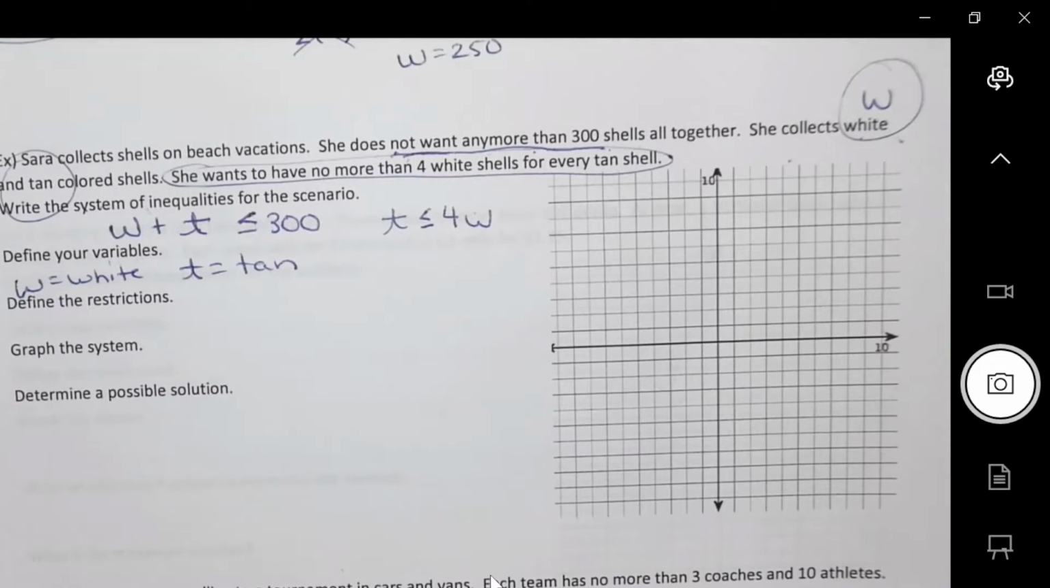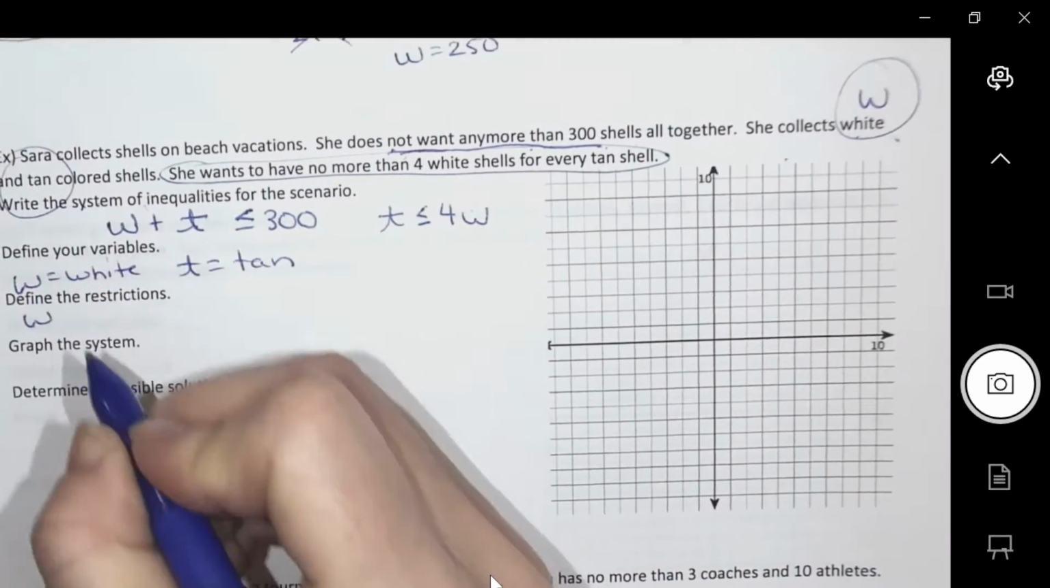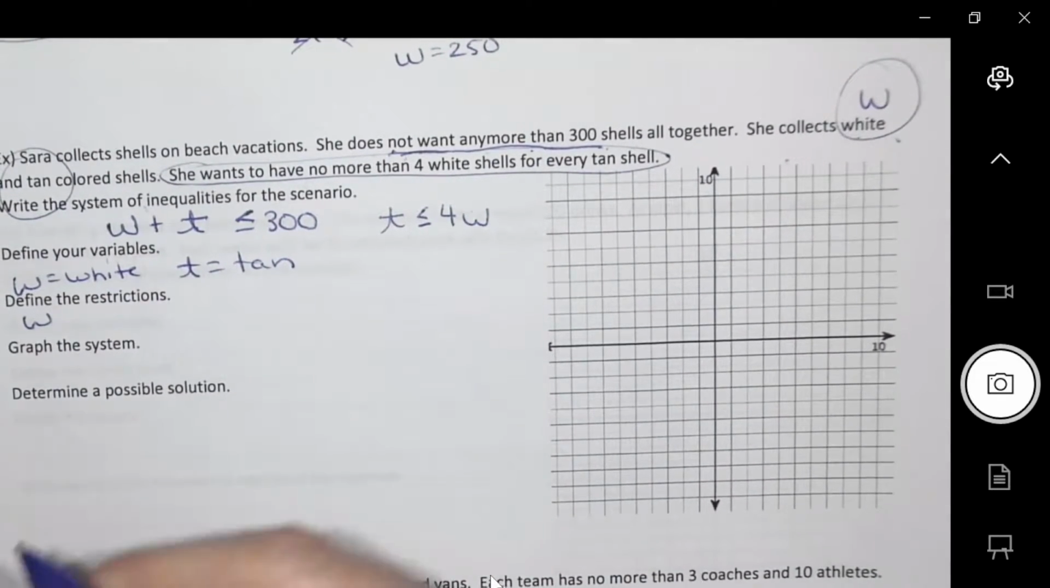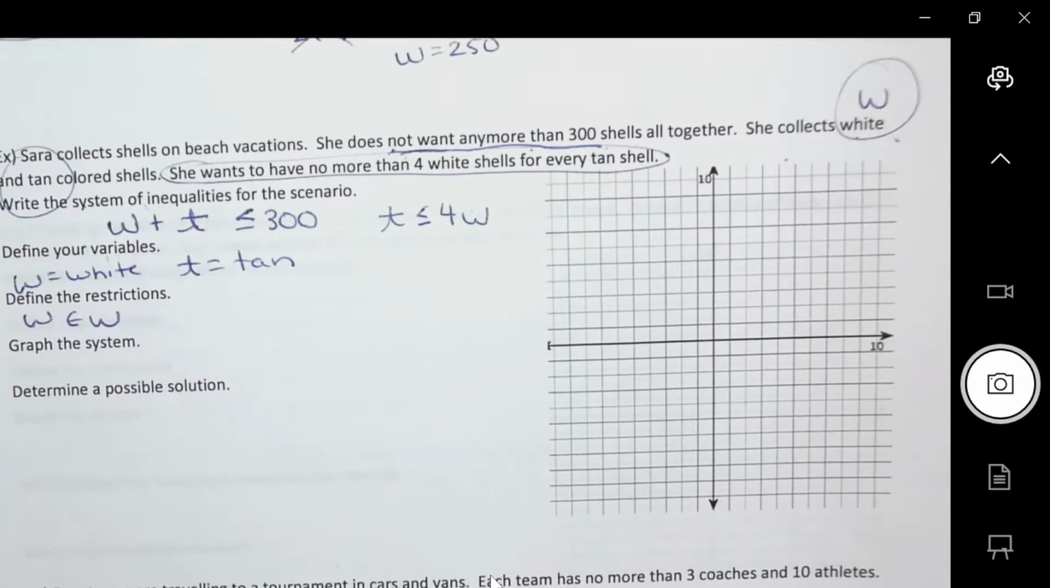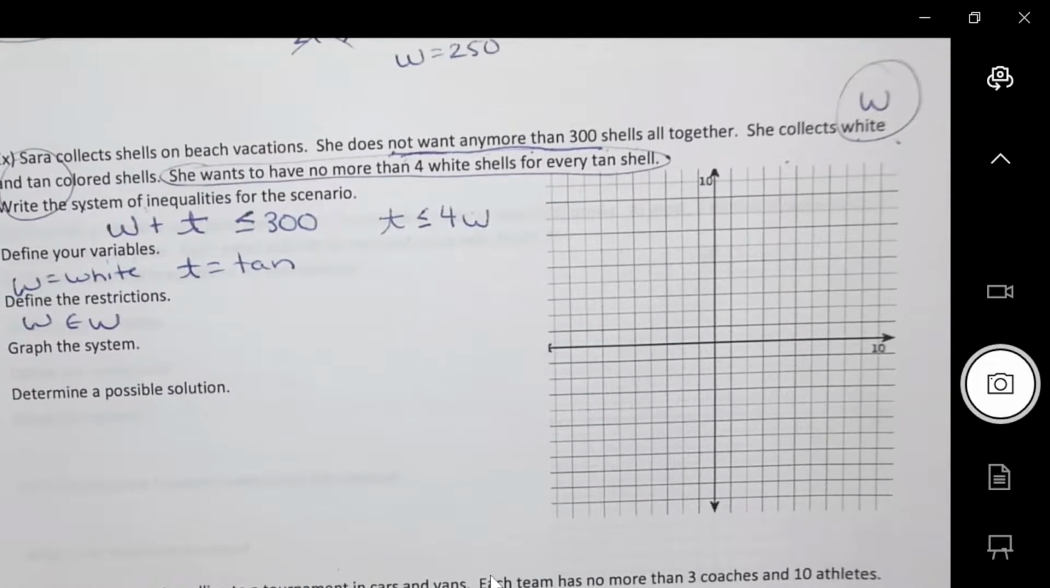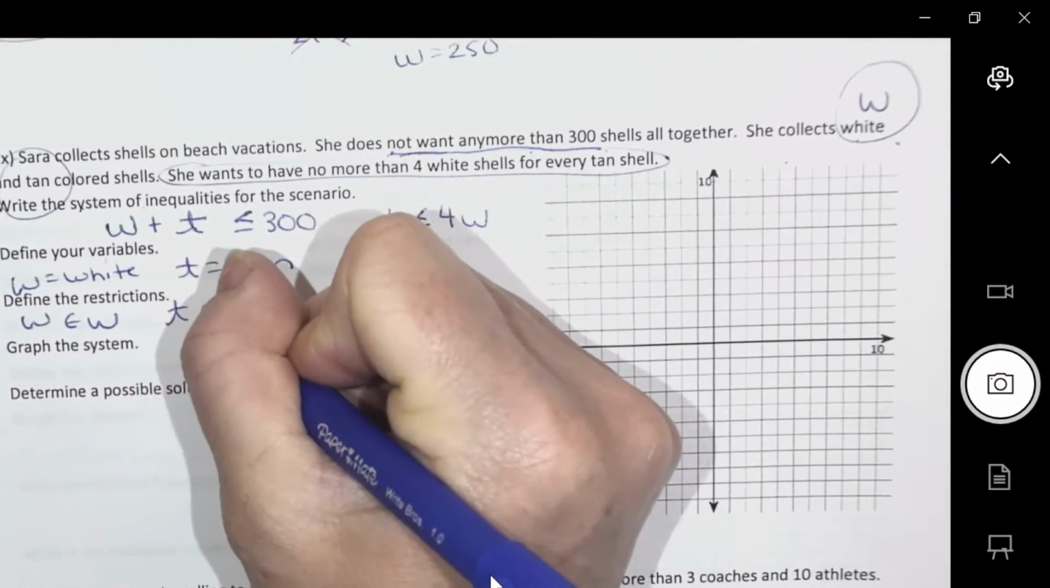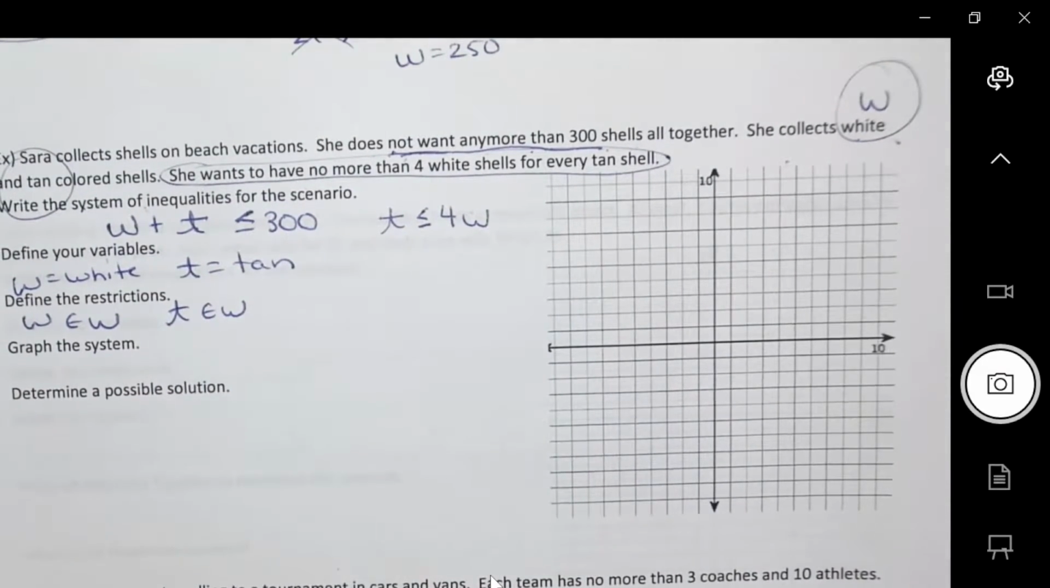Okay, what do we know about how many white shells we could have? Is there any restrictions to white shells? Yep, those have to be whole numbers. You can't have 1.2 white shells. You can't have negative. And same with T, that has to be whole numbers.